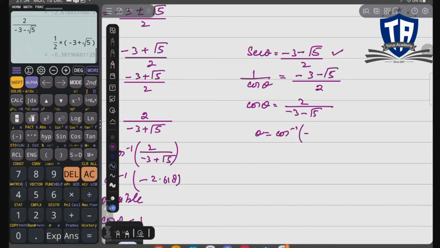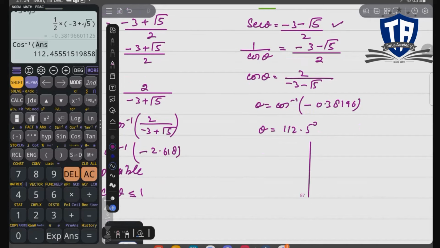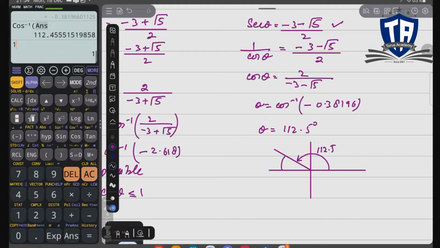And its answer is 0.38196. Shift cos inverse of the answer. So theta is equal to 112.5 degrees. When you show this angle in the second quadrant, here you need to find the basic angle. The basic angle is an acute angle. So subtract your angle from 180, you'll get 67.5. So this is the basic angle.